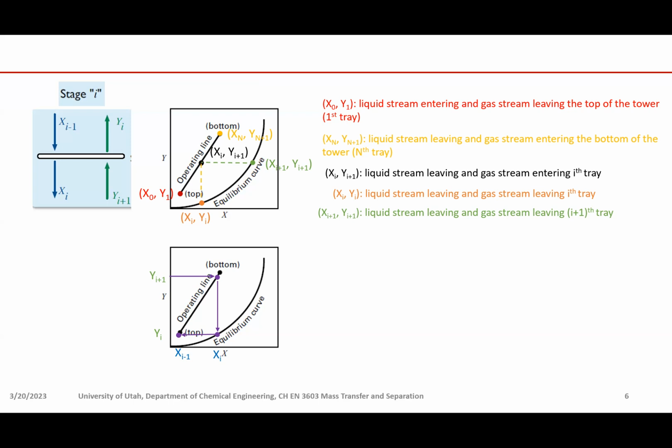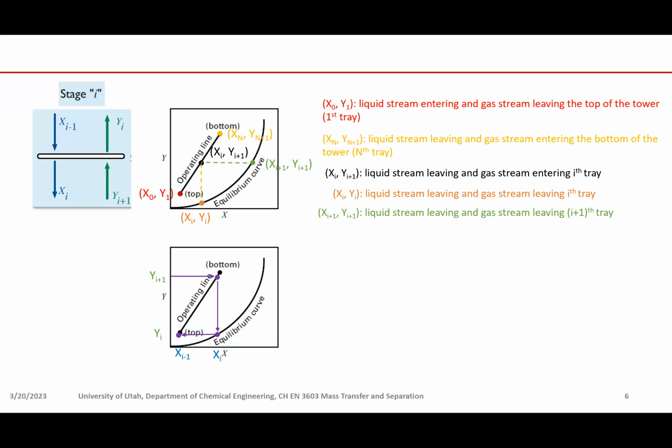So first of all, this is your top composition at the top of your tower, right? And if your real operating line is like this, you cannot have this point there. But this example is just to show you graphically what this means. So you can just think of this line as stretching out. This is just one example.